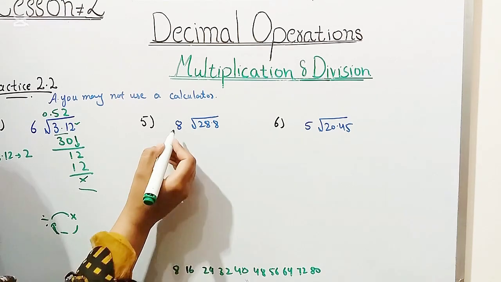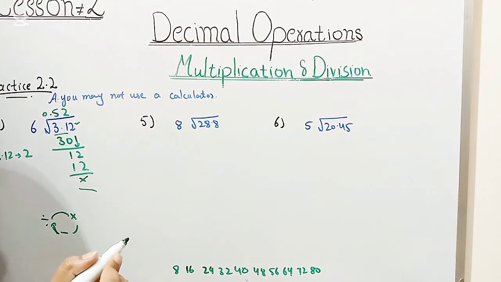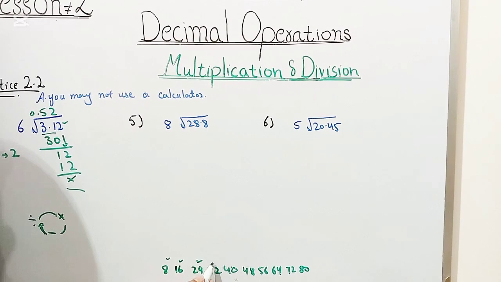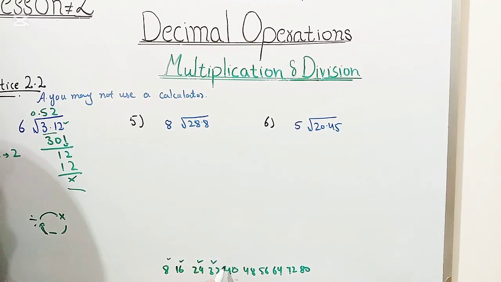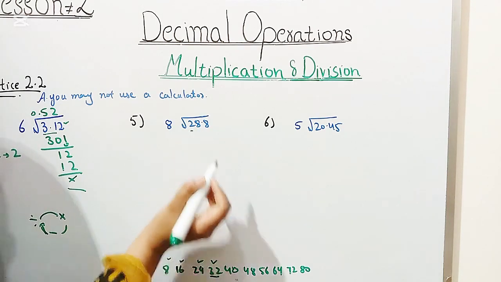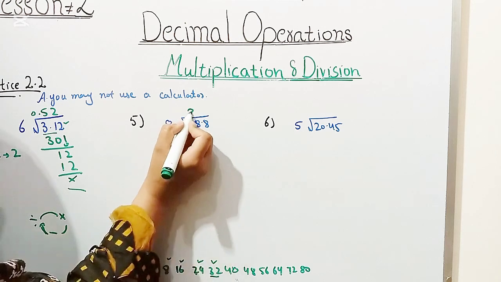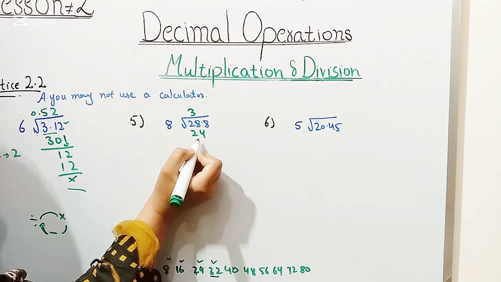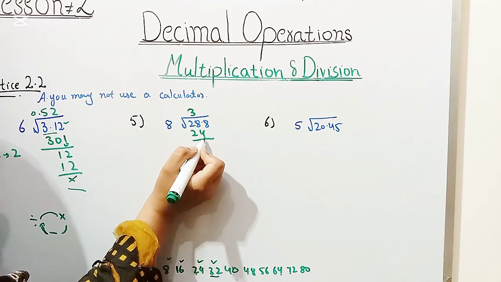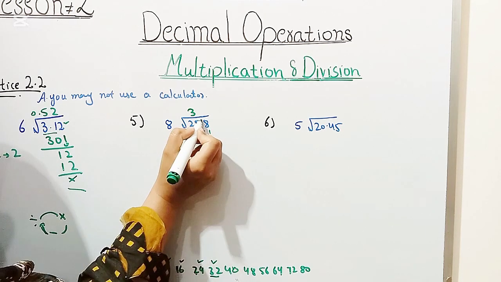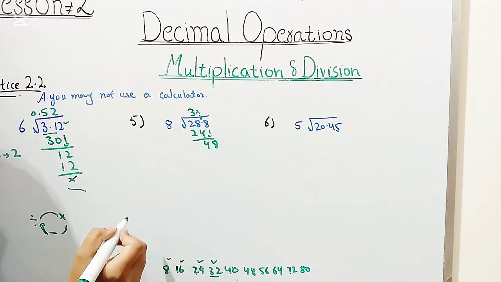Okay. Now 28.8 divided by 8. Okay. And now 8 1s are 8. 8 2s are 16. 8 3s are 24. 8 4s are 32. Then I will see that 32 is a bigger value than 28. So I will write 8 3s are 24. Now I will subtract 4 from 8. Then I will take 8. Then the point will be next.